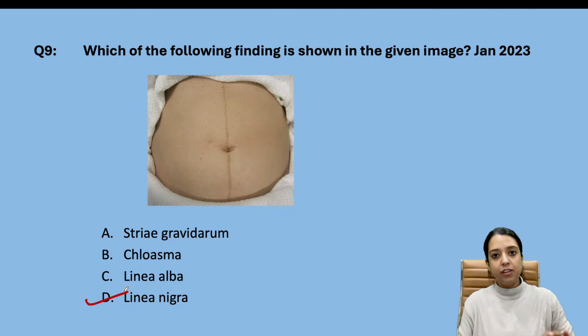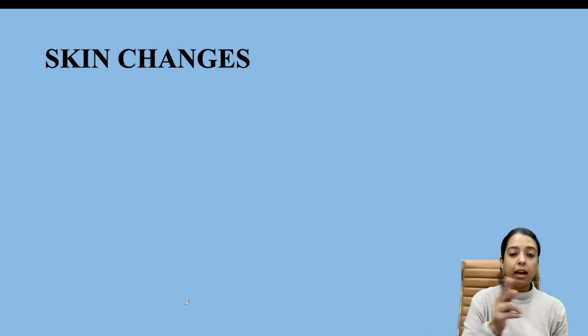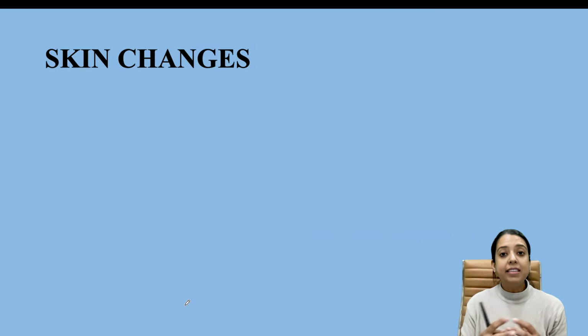The central line which is generally there and is not dark, very prominently seen in children, is linea alba. It is seen in anybody, especially in children. But once this woman becomes pregnant, this line becomes dark because of high melanin, and now it is called linea nigra. So mark linea nigra, not linea alba. It is not a white line. It's a dark line. It is a sign of pregnancy.